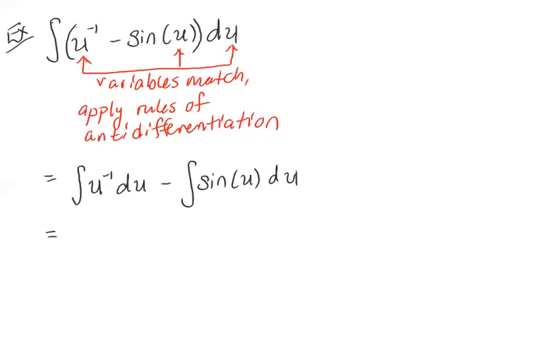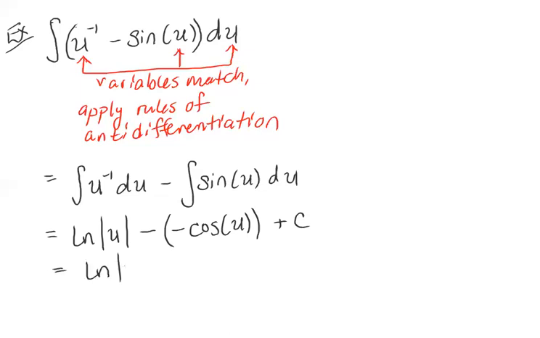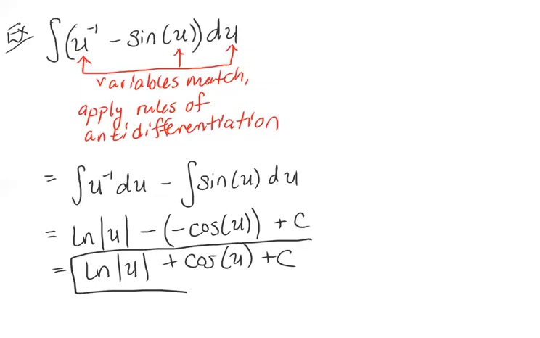That first one, I'm taking the antiderivative of a variable raised to that very specific power of negative 1. I know this is equal to the natural log of u, or natural log of absolute value of u if you prefer, minus the antiderivative of sine, which is negative cosine of that variable u, and then I can add c to the end. So this becomes natural log absolute value of u plus the cosine of u plus c. That is my antiderivative.